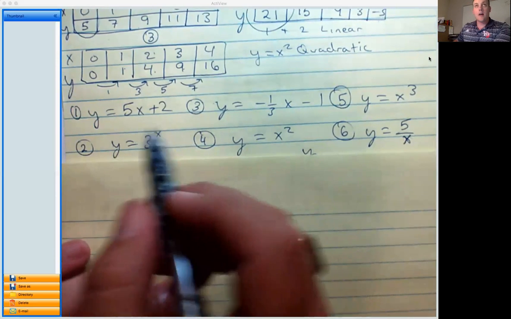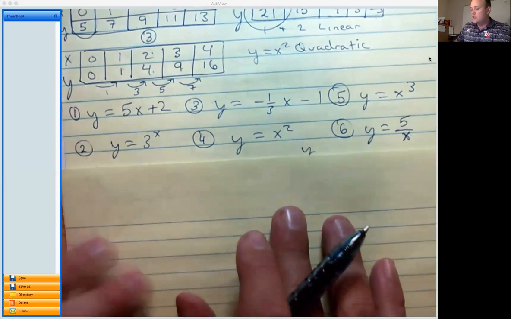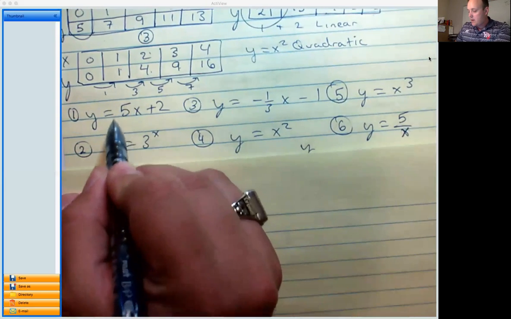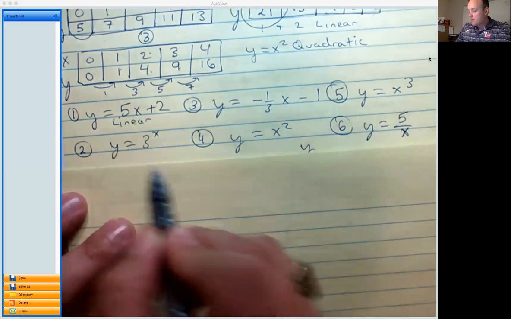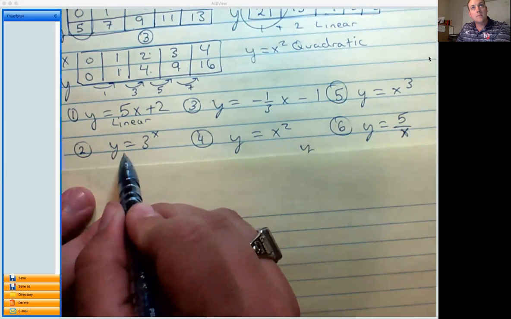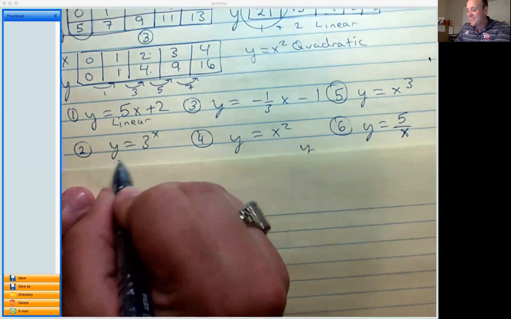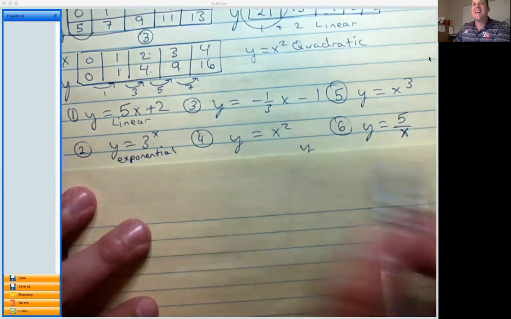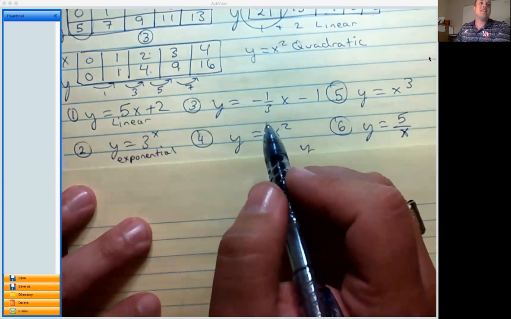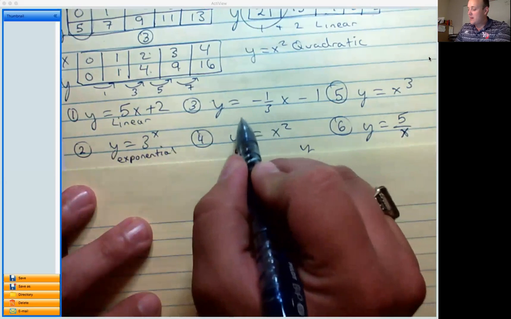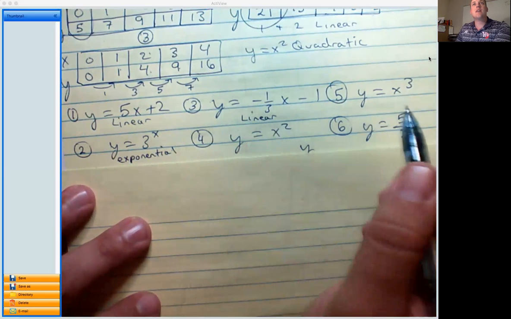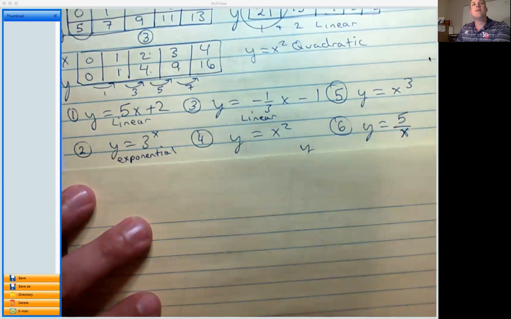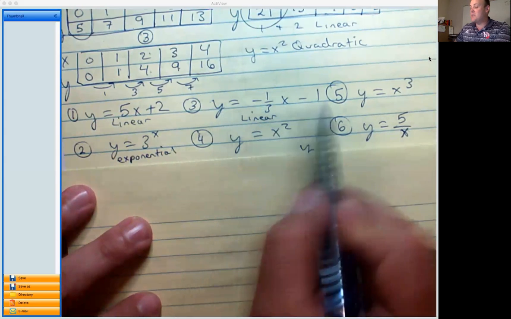All right, Kaya, question 1 is what? Number 1 is linear. Caleb, what's number 2? Number 2 is exponential. Haley, what's question 3? Linear. The example for linear is y equals mx plus b, and it's in y equals mx plus b form.